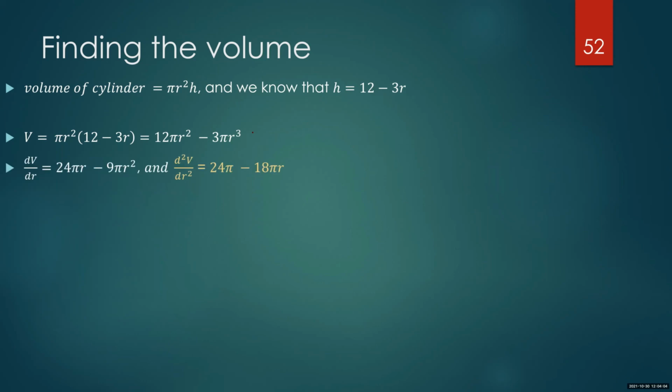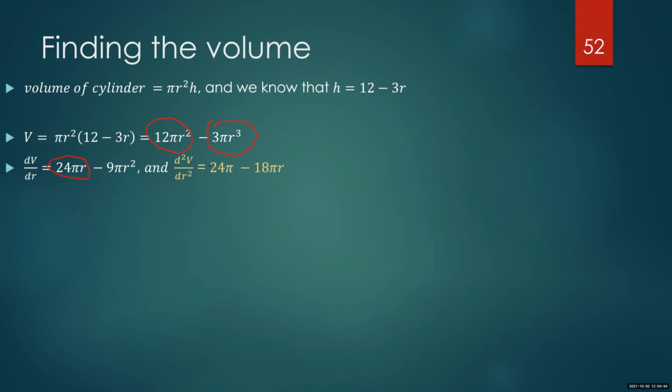We now want to find dV/dr, and we want to find d²V/dr². So remember, we want to find when dV/dr is equal to 0, and we also want to determine whether d²V/dr² is positive or negative. If we differentiate 12 pi r squared here, we get 24 pi r. If we differentiate the 3 pi r cubed here, we get 9 pi r squared, and there's a minus there. So dV/dr is 24 pi r minus 9 pi r squared.